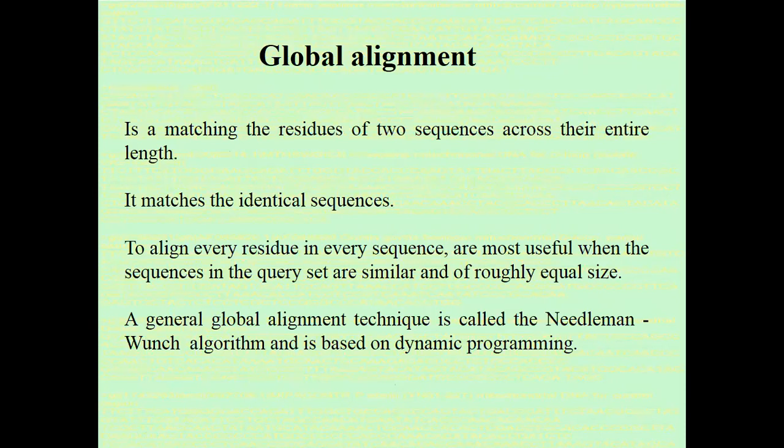Global alignment is actually the matching of all the residues of two specific sequences for their whole length. It matches the identical sequences, as we saw in the previous figure, where sequence 1 has 11 nucleotides, however sequence 2 has only 6 nucleotides, yet it aligned. That is the global alignment. Aligning every residue in every sequence is most useful when the sequences in the query set are similar and of roughly equal size. Suppose gene A has 1,000 nucleotides and gene B has 1,020 or 1,050 nucleotides, then you can go for global alignment. However, if gene 1 has 1,000 nucleotides and gene 2 has only 200 nucleotides, then global alignment is not much useful. A general global alignment technique is called the Needleman-Wunsch algorithm, which is based on dynamic programming.